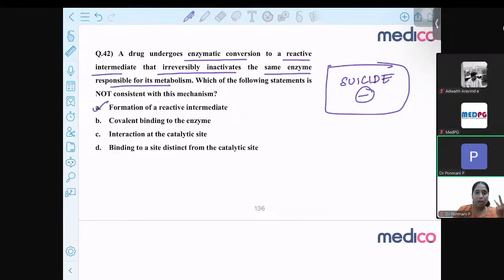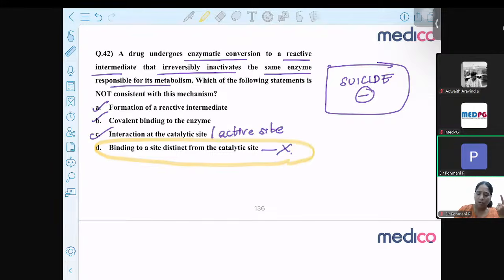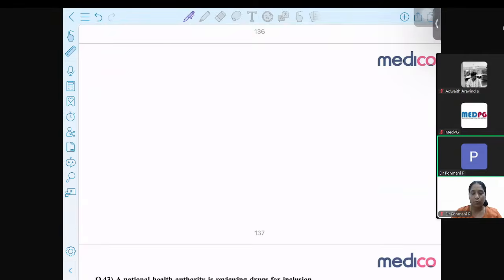Formation of a reactive metabolite. Yes, suicide inhibitor means it forms a reactive metabolite. And covalent binding to the enzyme. Yes. Interaction at the catalytic site or active site of the enzyme. Yes, it binds to the active site. Binding to a site different from a catalytic site. No. This is not the thing. Then what will this option be for? Binding to a site different from the catalytic site means it is a non-competitive inhibitor. It binds to the active site only. Okay. So this is a definition for the suicide inhibitor or suicide drug.